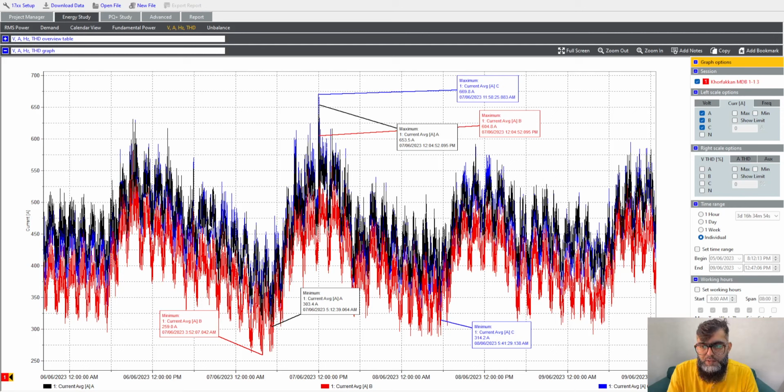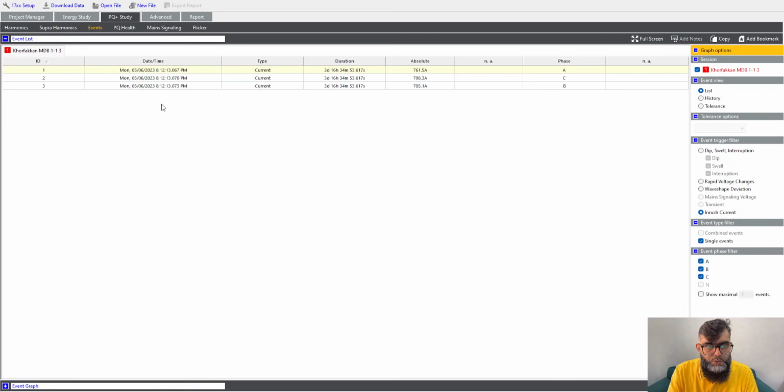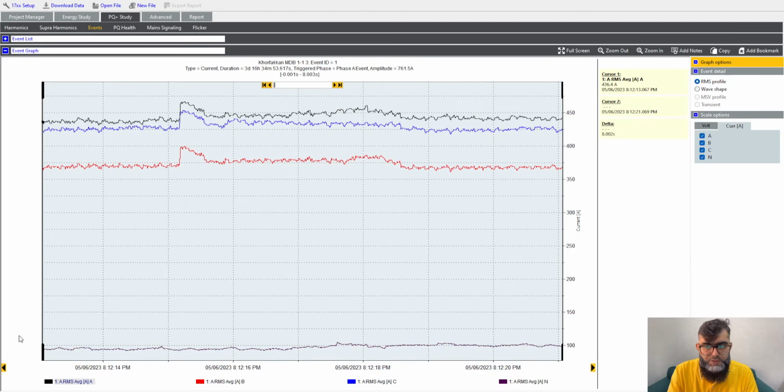Now I will try and explain why this is important. Once we go to the power quality study and look at our graphs, from here we select the harmonics. Just give it a second to load, and this is a big file, so it might take some time.